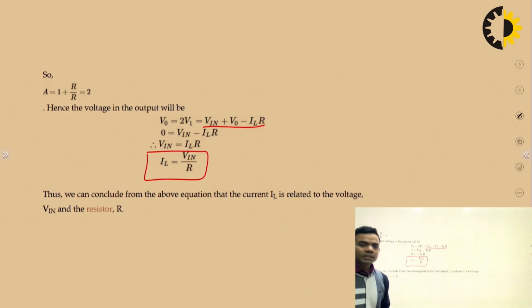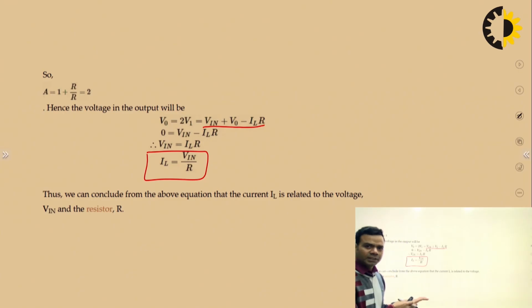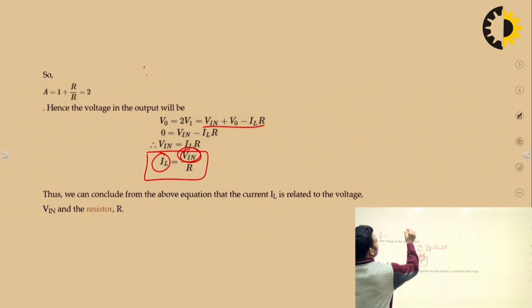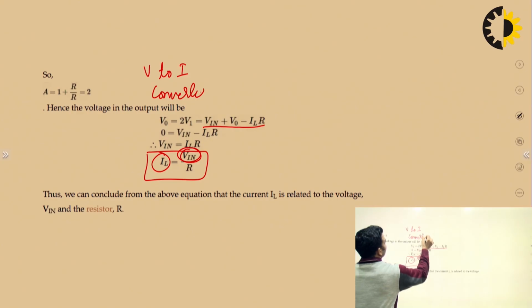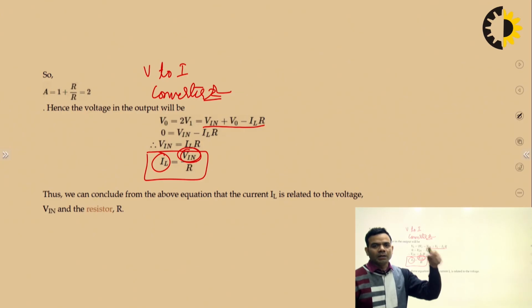Again, what is V in? V in is the input voltage. And what is IL? IL is the load current or output current. So, you can simply observe here that this circuit is converting voltage into current. That's why its name is V2I converter. And that too with grounded load. That means the load is connected between one terminal that is connected to output and ground.